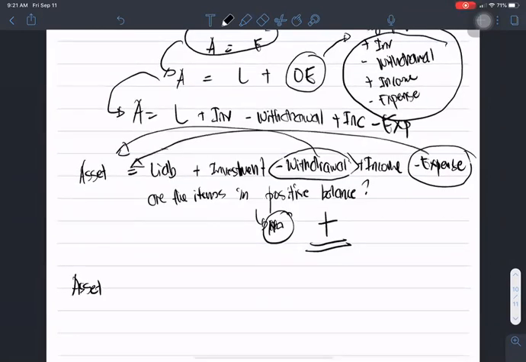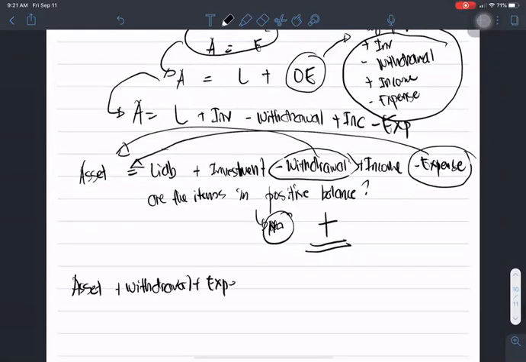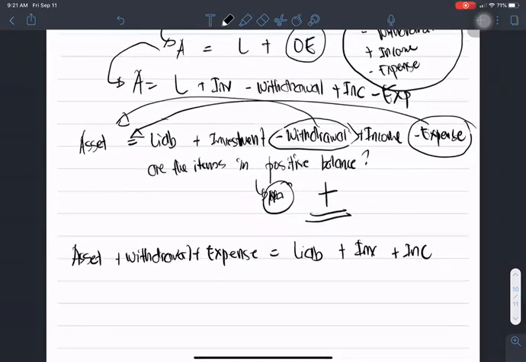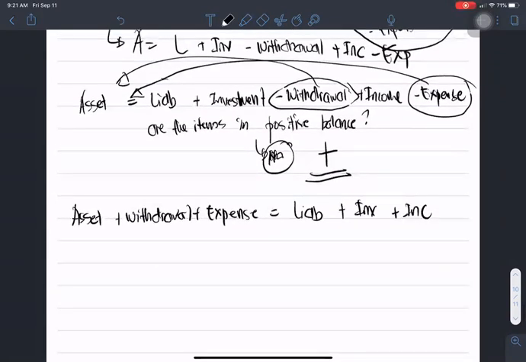So plus withdrawal, plus expense equals liability plus investment plus income. Question. Are the items now all in positive balances? Yes, because everything now is in positive form.